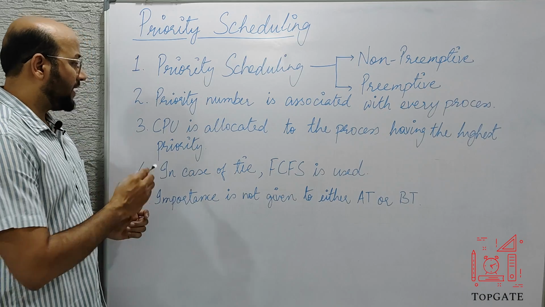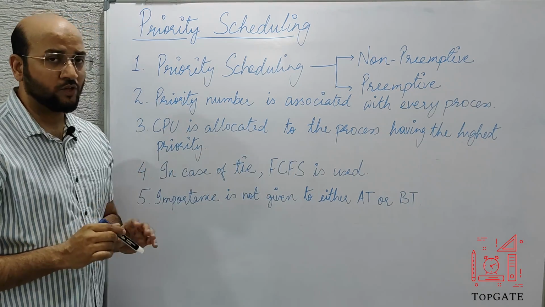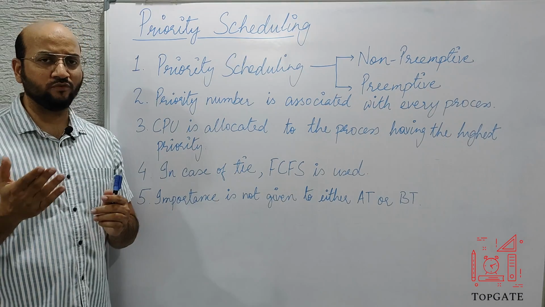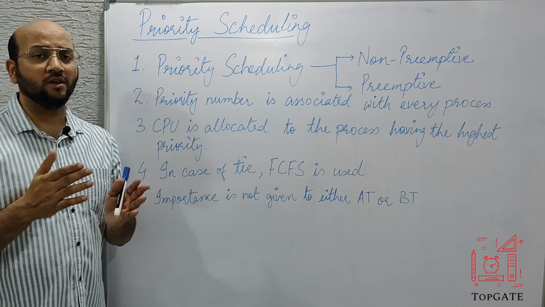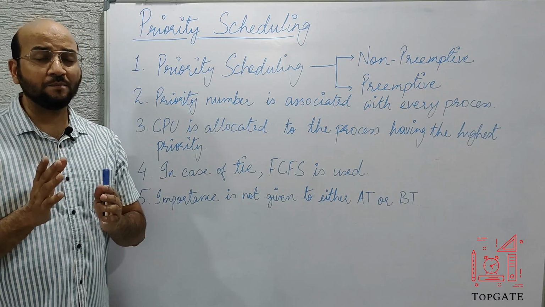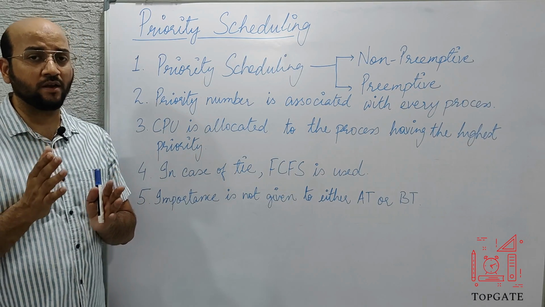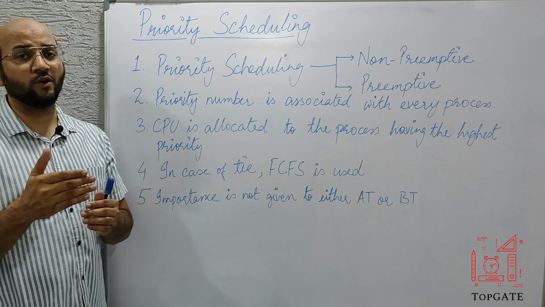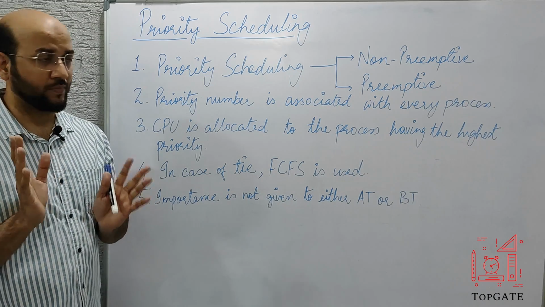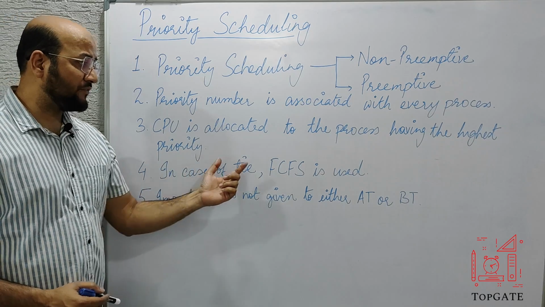The third point says that the CPU is allocated to the process having the highest priority. So whatever number is highest, suppose if 1 is highest and with any process 1 is attached as a priority, so that process is of utmost importance. It has the highest priority and it has to be executed at the very first moment. Clear? The fourth point says in case of a tie, FCFS is used.